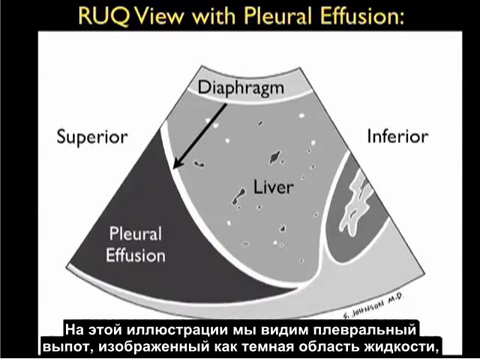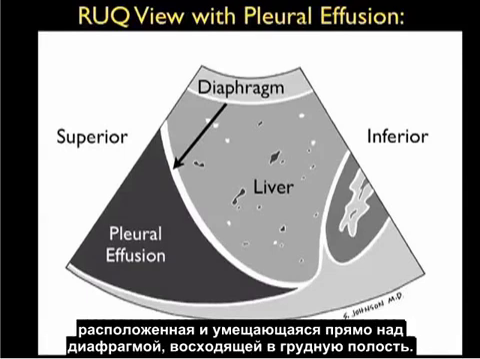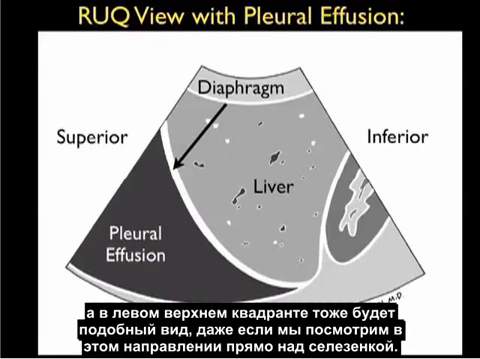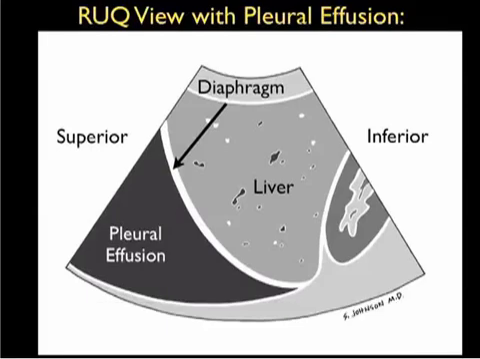above the liver. Notice in this image we have a pleural effusion as represented by the dark area of fluid, which is immediately superior to the diaphragm and tucks in there right above the diaphragm, going up into the thoracic cavity. So this will be the signature finding of a pleural effusion as taken from the trauma FAST views from the right upper quadrant, and the left upper quadrant will also have a similar view, although we're just looking above the spleen in that orientation.